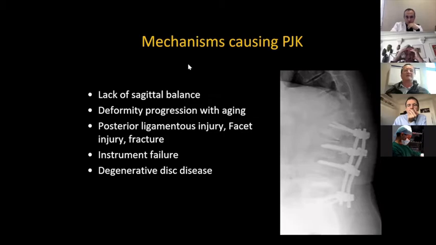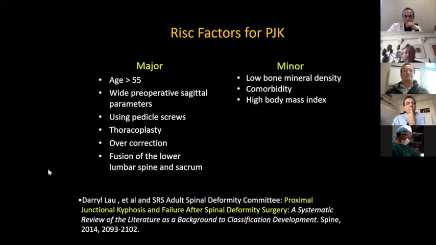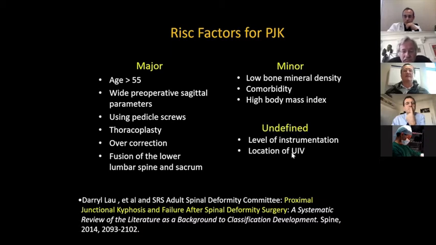What are the mechanisms causing PJKA? Lack of sagittal balance, deformity progression with aging, posterior ligamentous injury, facet injury or fractures, instrument failure, and degenerative disc disease. Some of them may be part of the normal degenerative cascade, because we know that deformity may progress at those ages. Major risk factors are age, wide preoperative sagittal parameters, using pedicle screws, thoracoplasty, overcorrection, and fusion of the lower lumbar spine and sacrum. This is from a study from 2014. There are also minor and undefined risk factors.